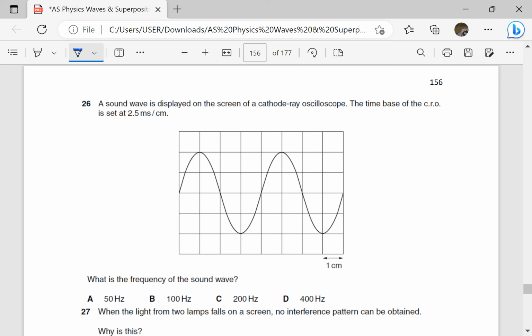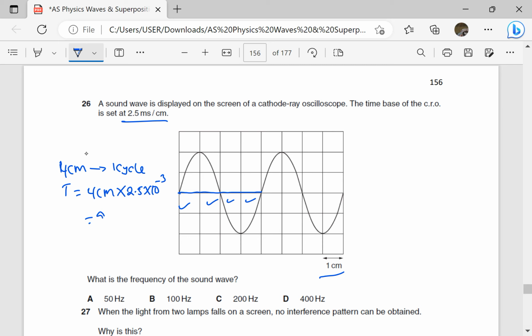A sound wave is displayed on the screen of a CRO. The time base of the CRO is 2.5 milliseconds per centimeter. What is the frequency? The length representing one cycle is 1, 2, 3, 4 centimeters. So 4 centimeters represent one cycle. So the period is equal to 4 centimeters times the time base, which is 2.5 milliseconds, that is times 10 power negative 3 in seconds.